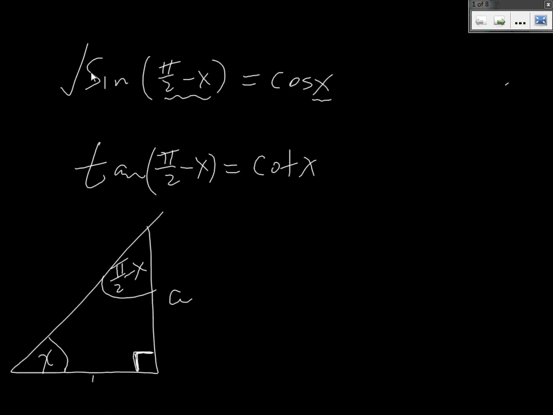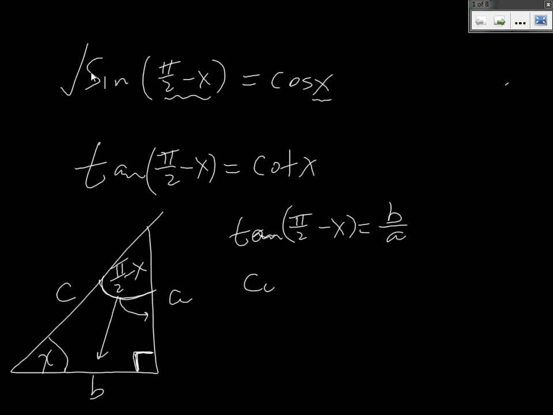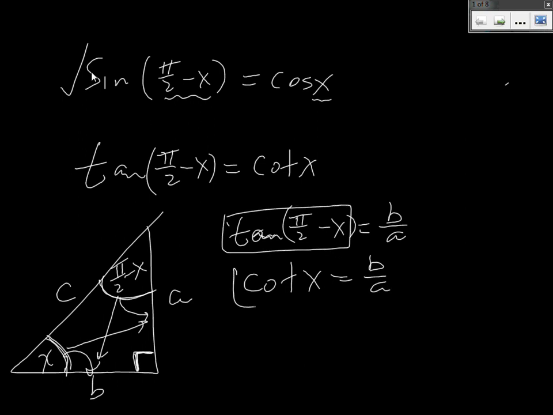So if I call this A, B, and C, well, the tangent of pi over 2 minus x, tangent of this angle, is opposite over adjacent. B over A. It really is. And the cotangent of x is, so I go to x, cotangent is adjacent over the opposite, which is also B over A. Therefore, these two are equal. That one's done.